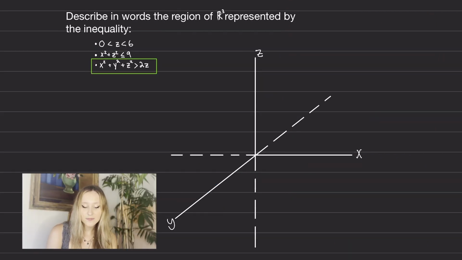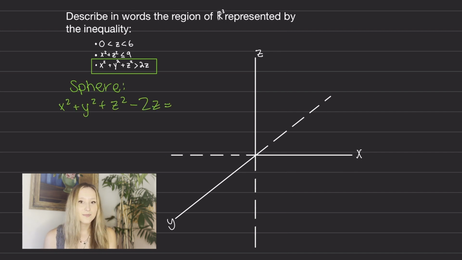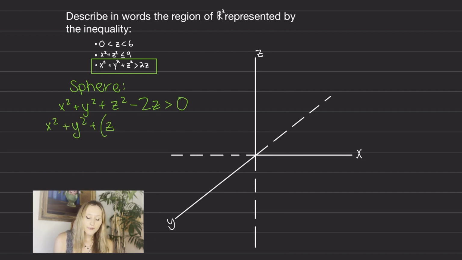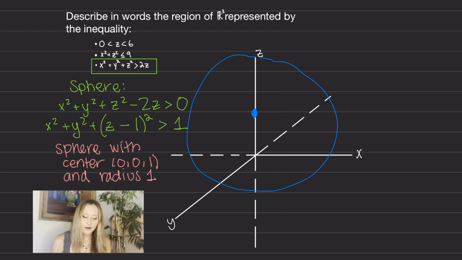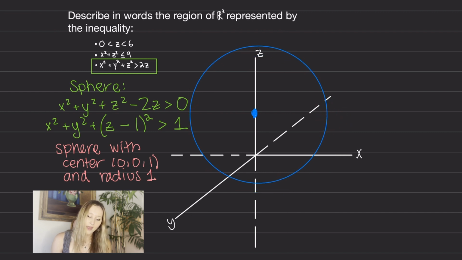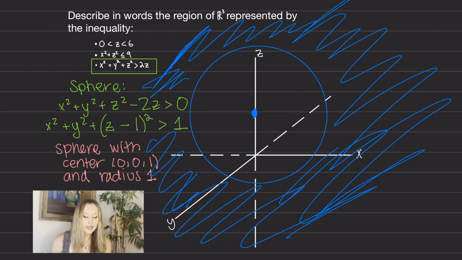Lastly, we have x squared plus y squared plus z squared is greater than 2z. So let's do some manipulation like we did in that last example. Let's complete the square for the z variable, and we get (z minus 1) squared because what we did was add 1 on both sides to get that perfect square. So then we can graph it here. We're going to graph a sphere centered at (0, 0, 1) with a radius of 1. And the inequality represents all of the points outside of that sphere. And the sphere is not included there.